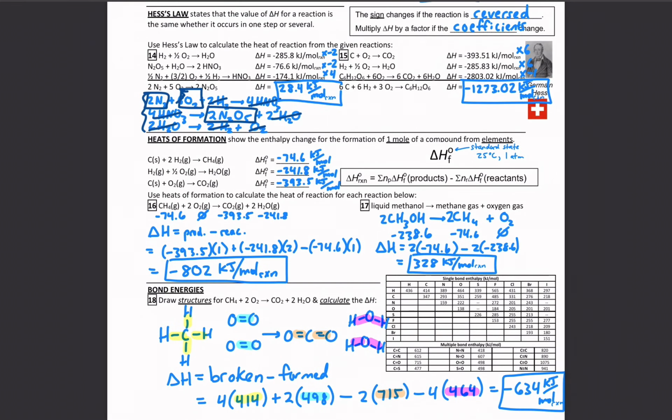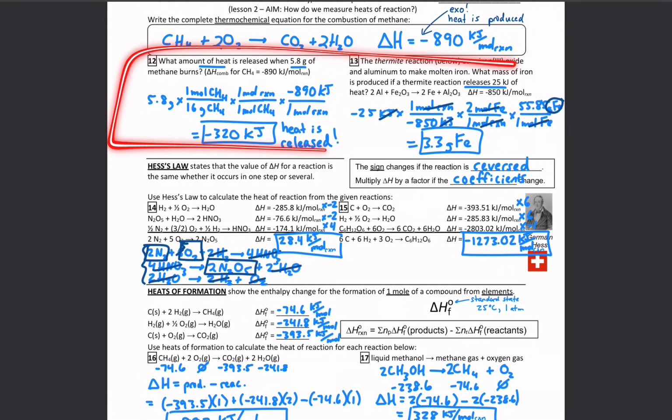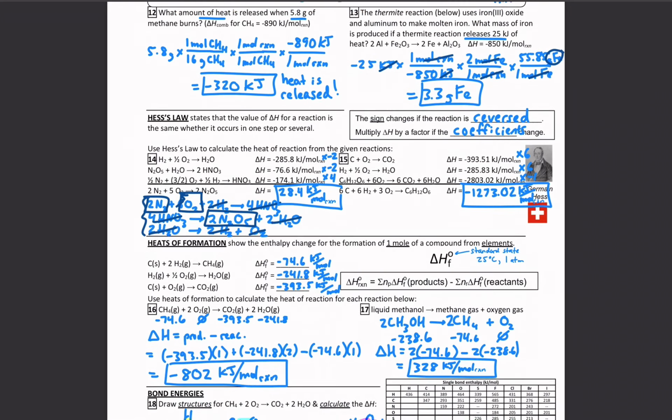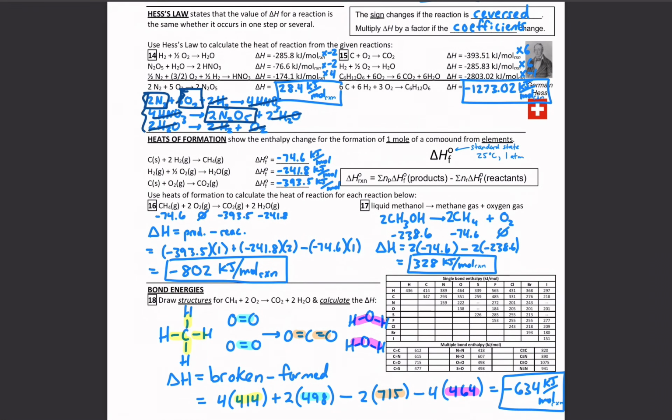So that's how we use delta H values to look at stoichiometry problems and quantify heat related to how much mass or mole of something is reacted or produced. And then those are the main 3 ways that we use reference information to determine the delta H of a reaction: Hess's law, heats of formation, and bond energies. The first 2 being very similar, the third one being very, very different.